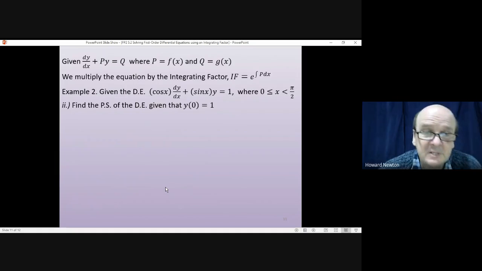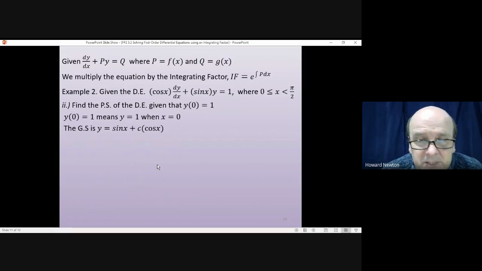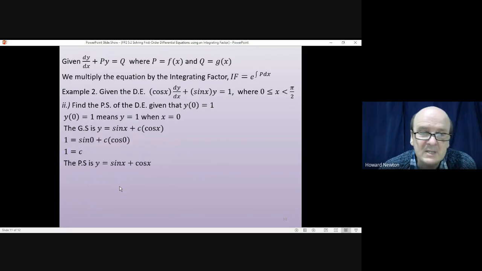We're asked to find the particular solution of the differential equation, given that y of 0 equals 1. Now, just to remind you, that means x equals 0 there, and when x equals 0, y is equal to 1. So y of 0 equals 1 means exactly that. The general solution is y equals sine x plus c cos x. All we have to do is substitute these two values of y and x in order to find the arbitrary constant c. And that gives us 1 equals the sine of 0 plus c times the cosine of 0. The sine of 0 is 0, the cosine of 0 is 1, so that gives us c equals 1, which means that the particular solution is y equals sine x plus 1 times cos x, that is, sine x plus cos x.